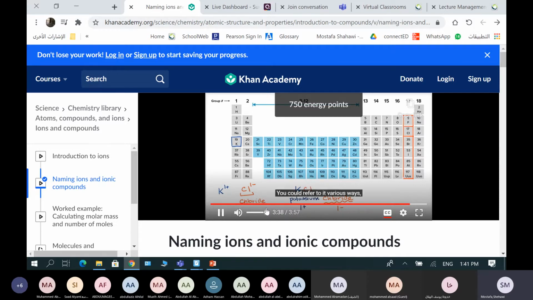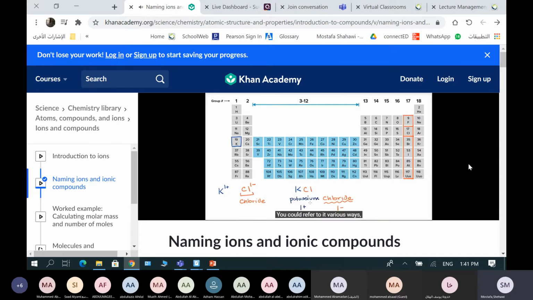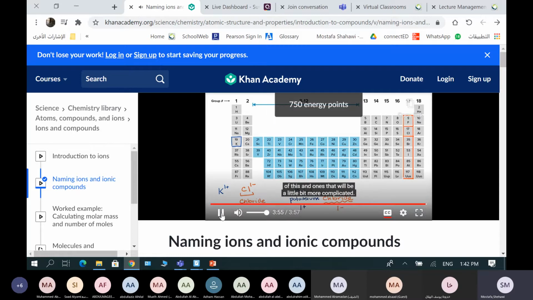Okay. You could refer to it in various ways, but this is potassium chloride. You have a positively charged potassium and you have a negatively charged chlorine, which we would call a chloride. In the next few videos, I'll do many more examples of this, and ones that'll be a little bit more complicated. So that was a beginning to naming ionic compounds.